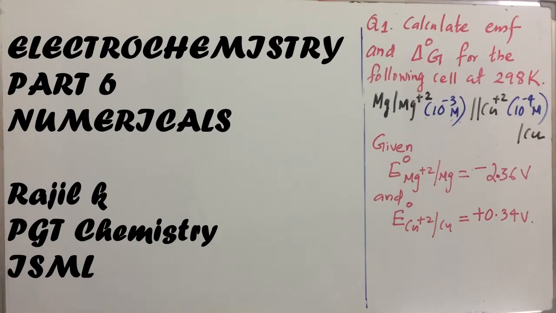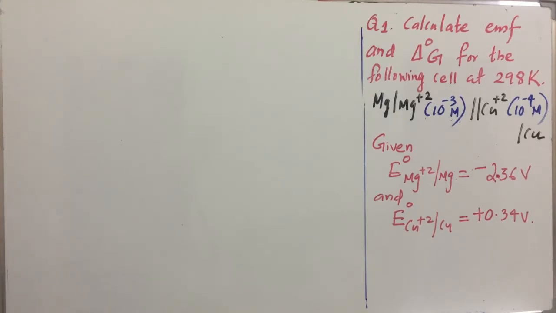Numerical number 1. Calculate EMF and delta G0 for the following cell at 298 Kelvin. The cell is Mg | Mg+2, where the concentration of Mg+2 is 10 raised to minus 3 molar, salt bridge, Cu+2, where the concentration of Cu+2 ion is 10 raised to minus 4 molar, | Cu.